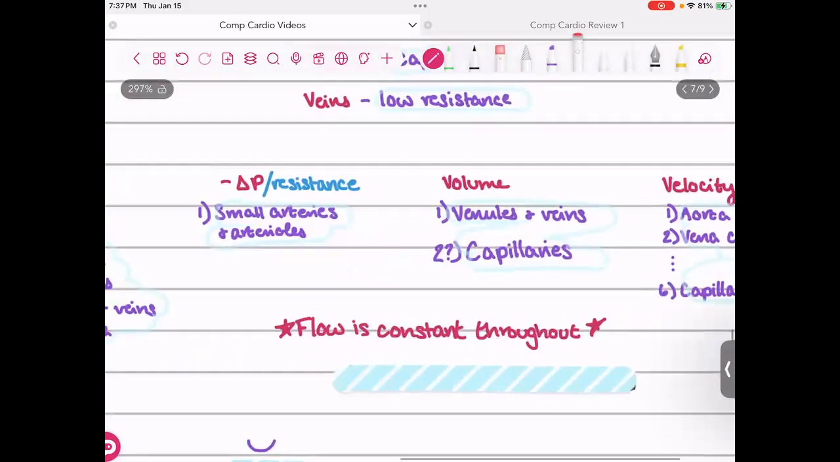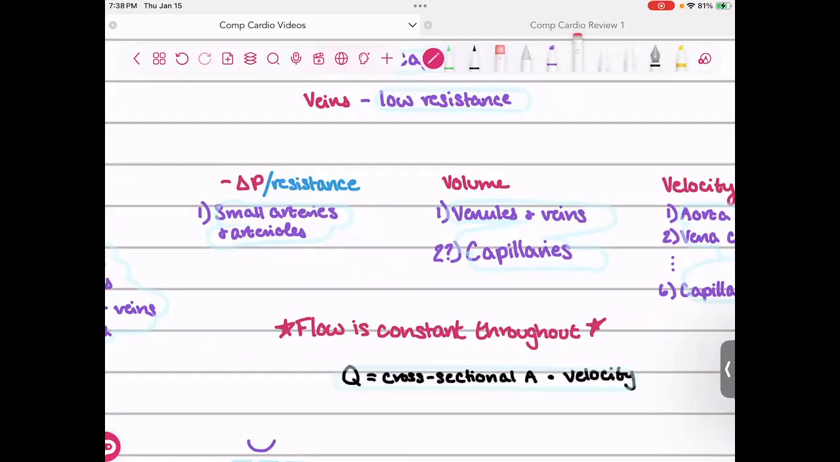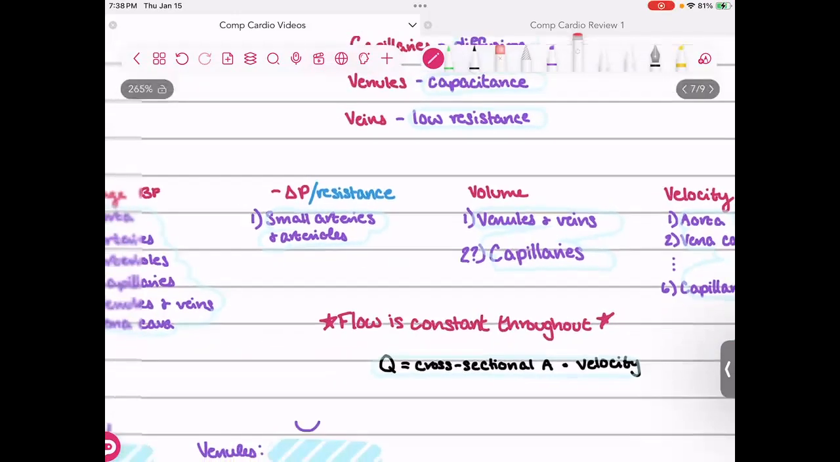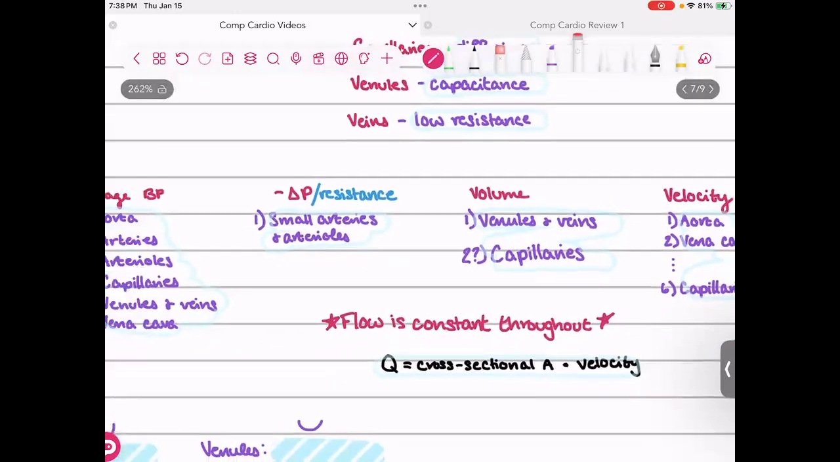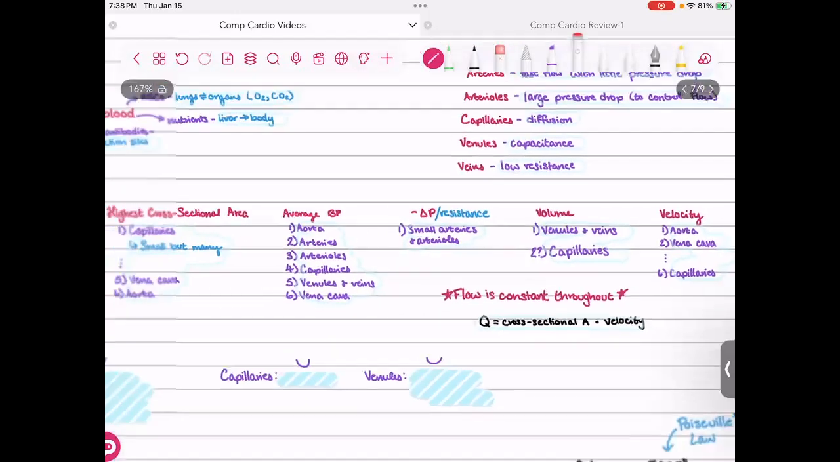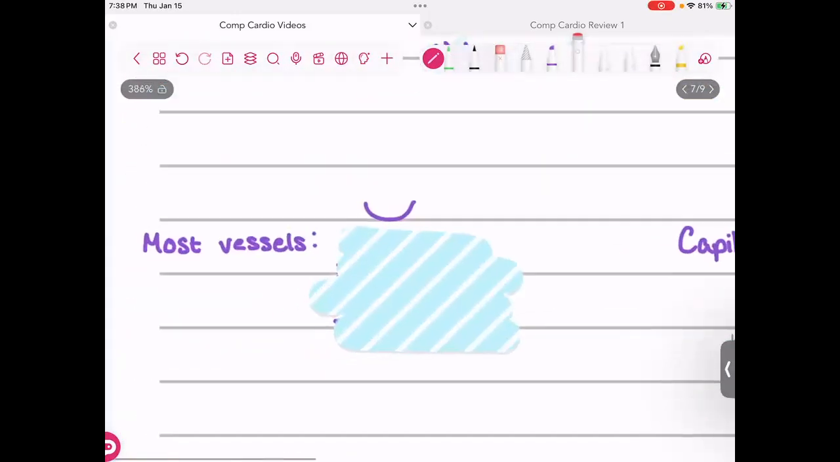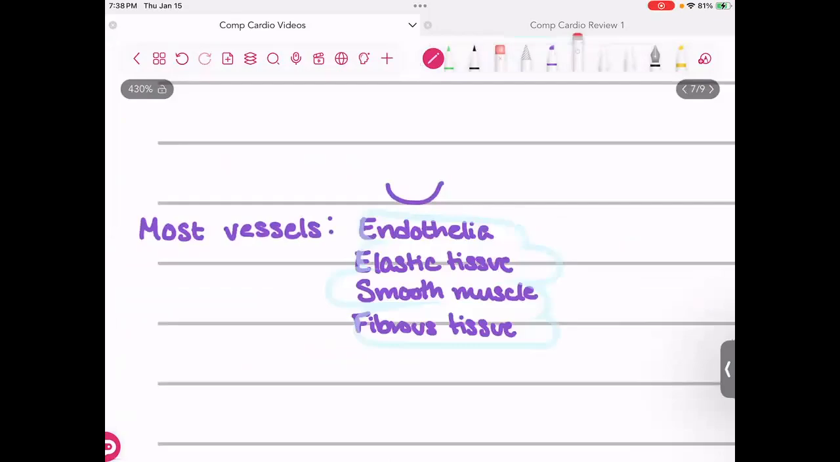Keep in mind, though, that even though there are these differences in volume and velocity, flow is consistent throughout the entire system. That's because it's a function of cross-sectional area and velocity. So where there's a low cross-sectional area, there's a high velocity, and where there's a high cross-sectional area, there's a low velocity.